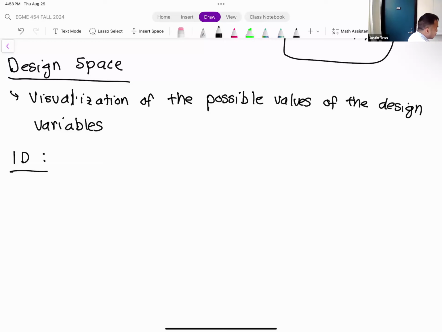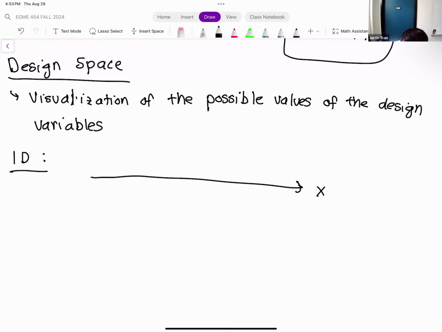So a design space can really be helpful in visualizing the permissible values of our variables. In one dimension, our design space is nothing more than just a number line, a number line for our design variable x.